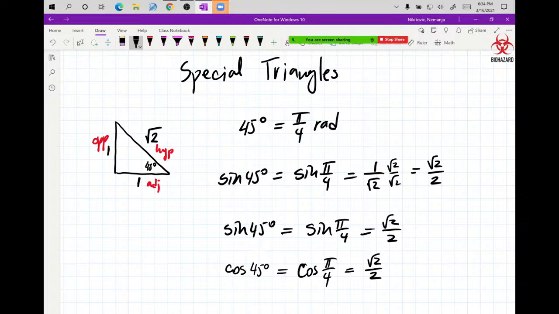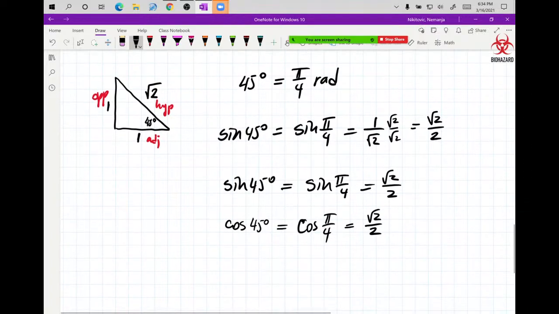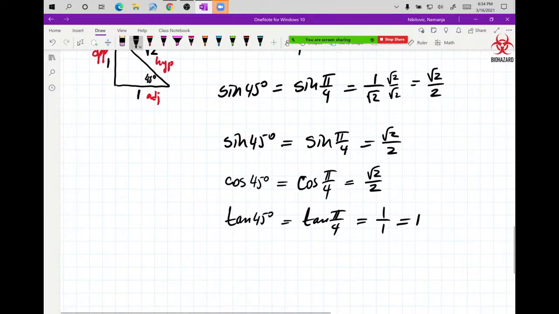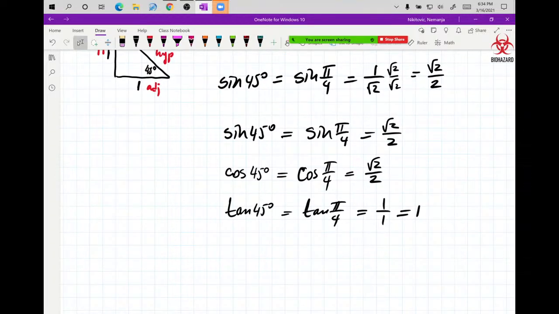And now we can figure out how much my tangent of 45 degrees is, which is tangent of pi over 4 radians. That's the same. And what I have is 1 divided by 1, which is 1. Which leaves me with a cotangent of 45, which is an immediate flip.